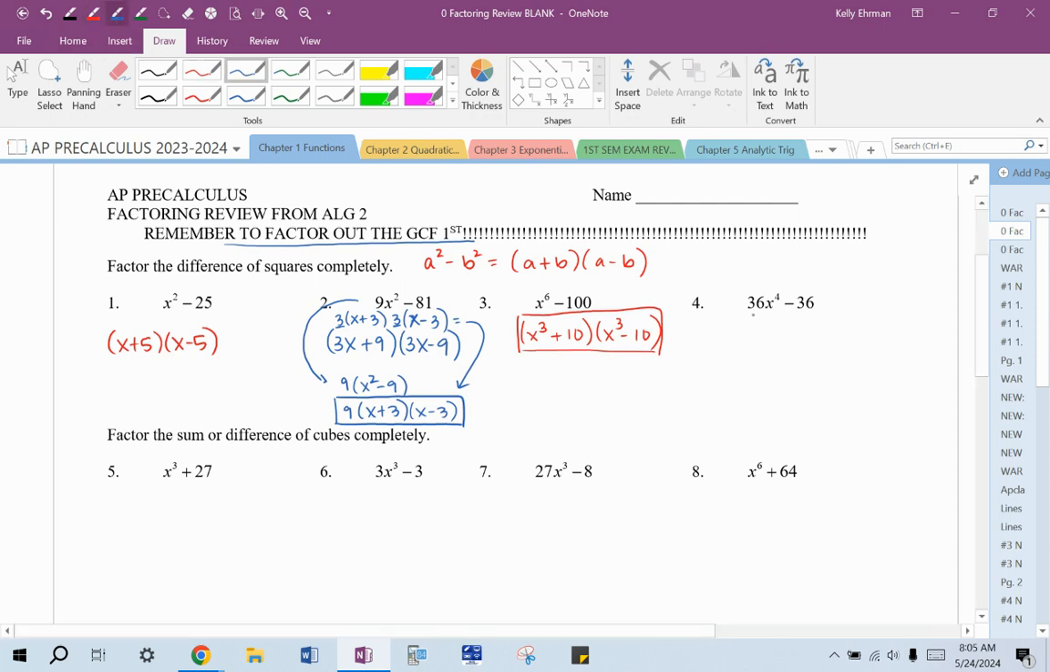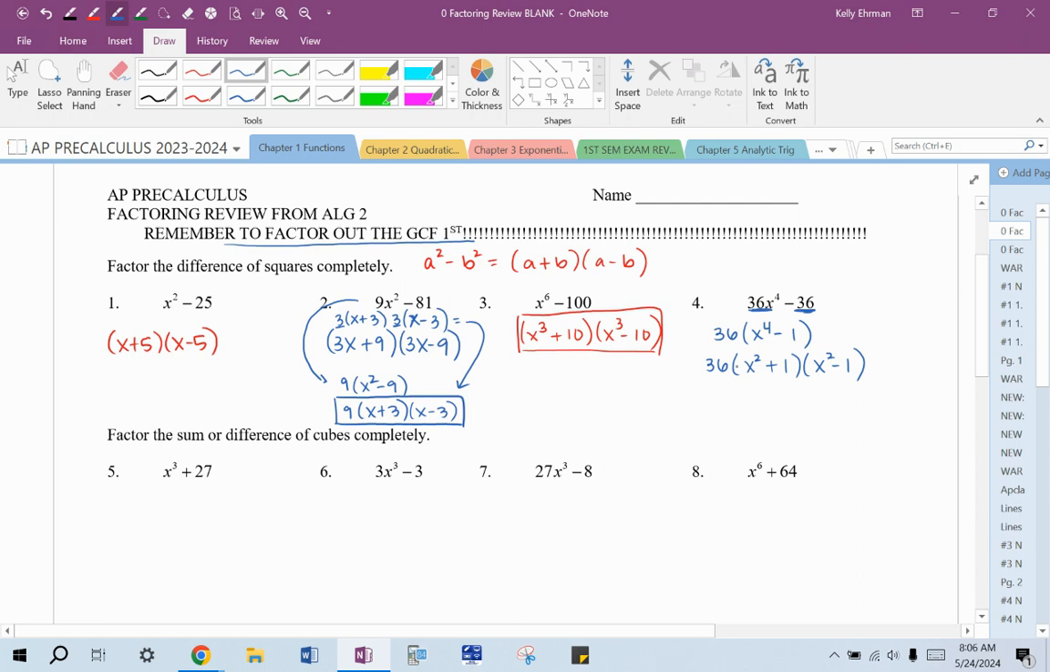Okay, for the next one, this one stands out a little bit more than number 2. I can take out a greatest common factor, a GCF of 36, before I get started. So do that first. And if you forget, just double check your final answer when you're factoring and see if there's a common factor to take out. Now, x to the 4th minus 1 is also a difference of squares because x to the 4th is an even exponent. So the square root of x to the 4th is x squared. Square root of 1 is 1. So x squared plus 1, x squared minus 1.